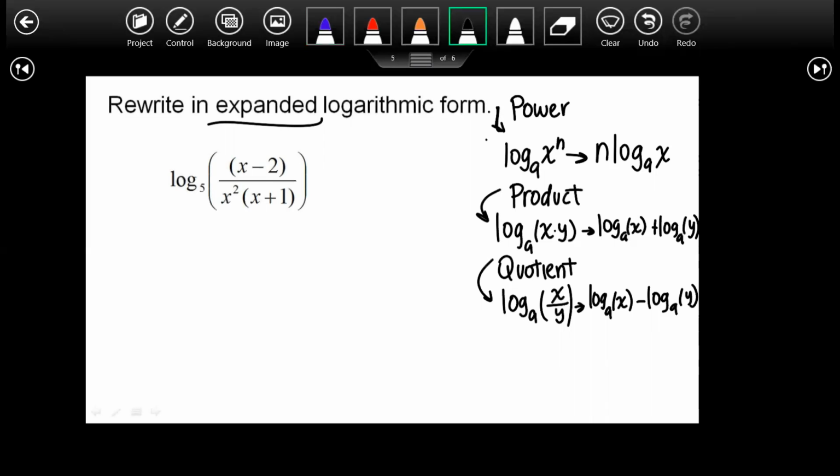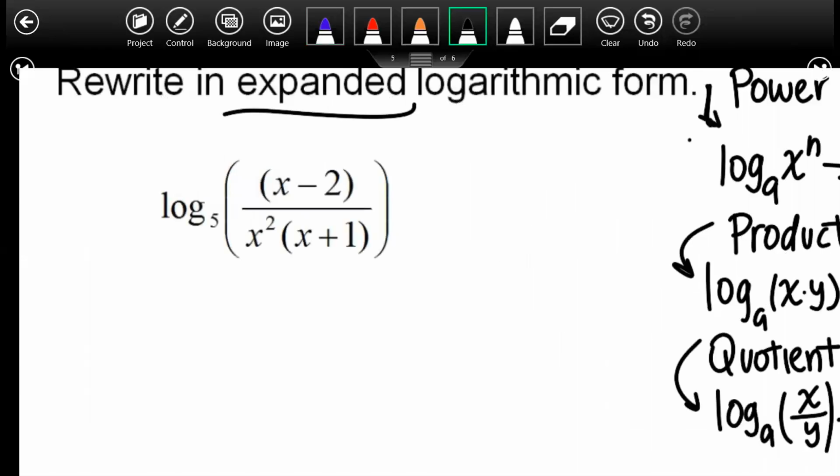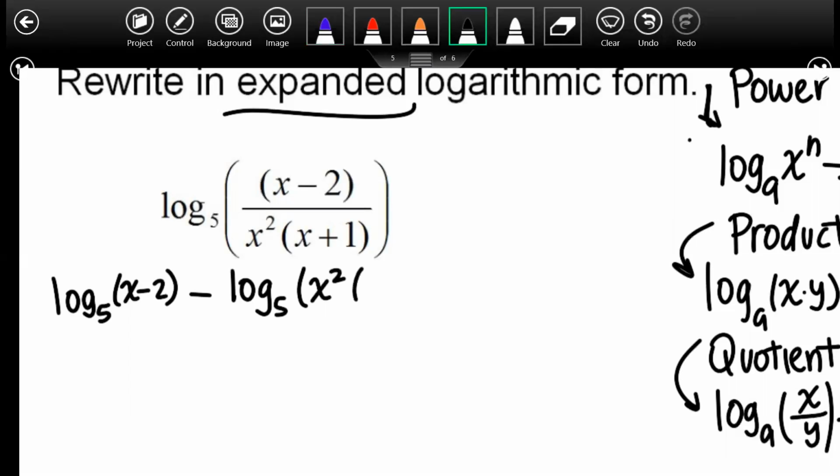First thing that I would do here is split them up. I'm going to use a quotient rule because I don't like fractions. I'll get log base 5 of x minus 2. That deals with our first term. Minus whatever's on the bottom. Log base 5 of x squared, x plus 1.